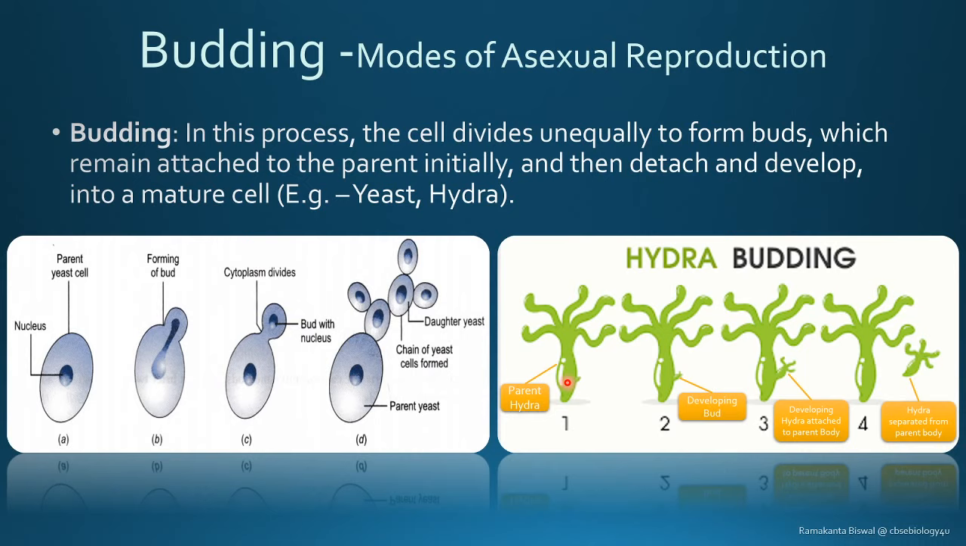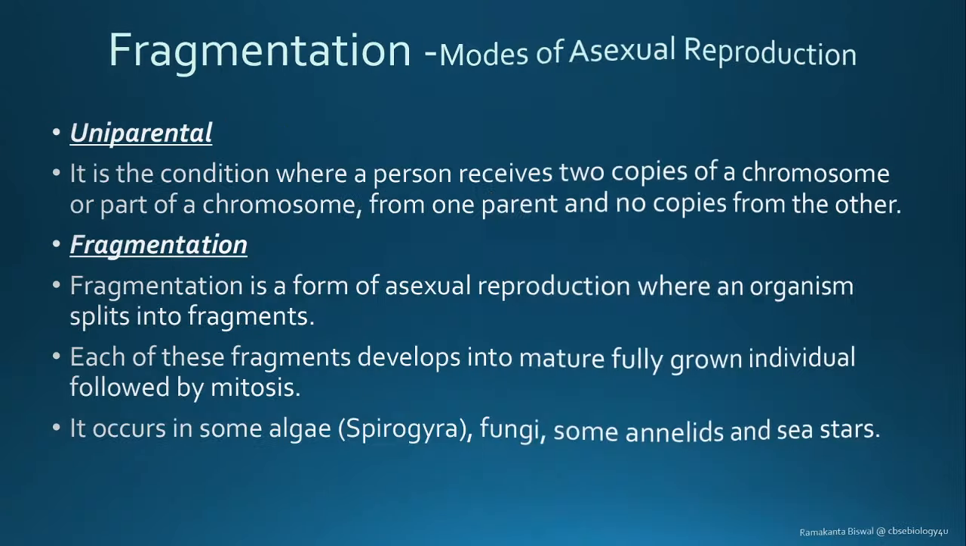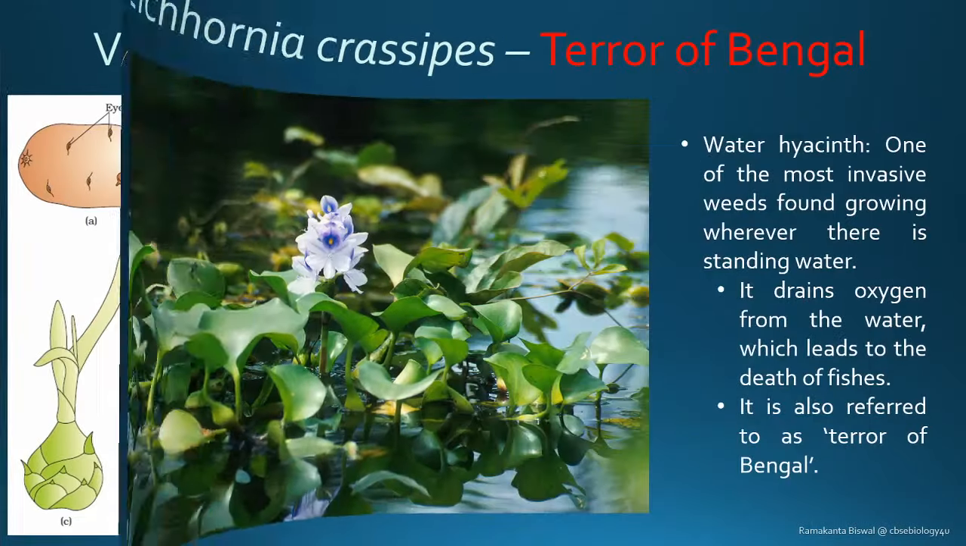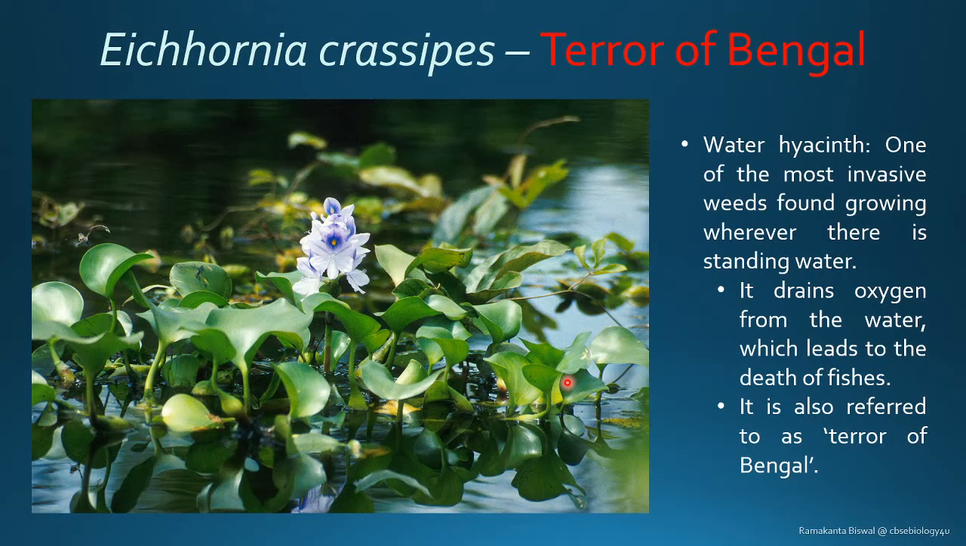Sir, I don't understand the question. Anyway, Asutosh, what is the common name of water hyacinth? Water hyacinth is the common name, Asutosh. Eichhornia crassipes is the scientific name, as I told you. Eichhornia crassipes is the scientific name. Okay, and water hyacinth is the common name, as you can see here.